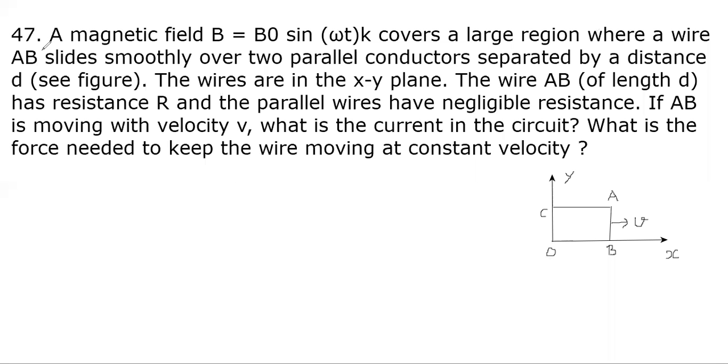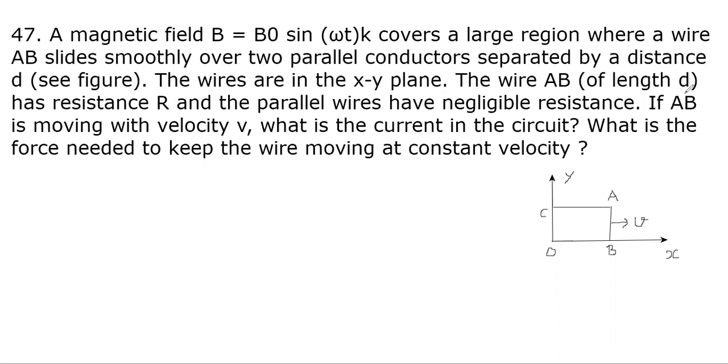IIT series question number 47. A magnetic field B equal to B0 sin omega t k cap covers a large region where a wire AB slides smoothly over two parallel conductors separated by a distance D, see figure. The wires are in the XY plane.